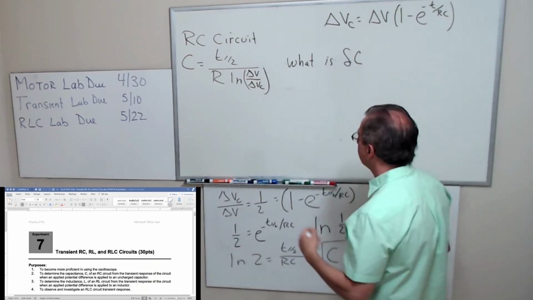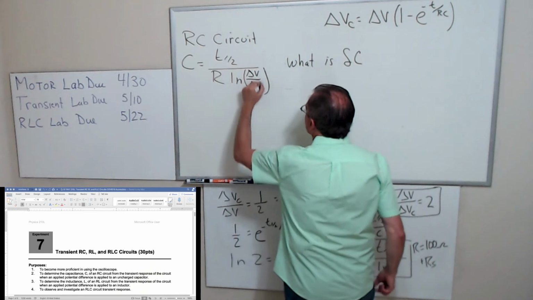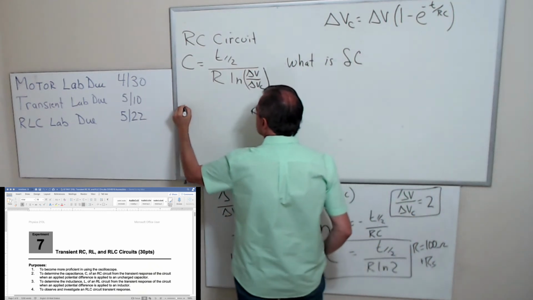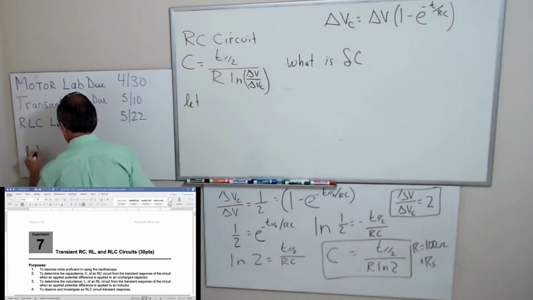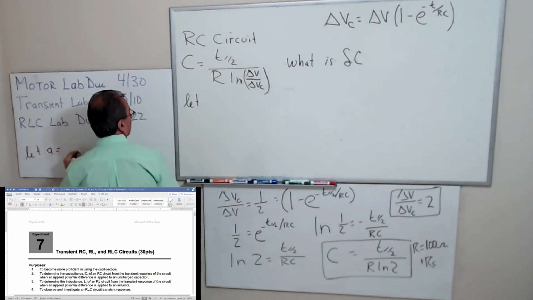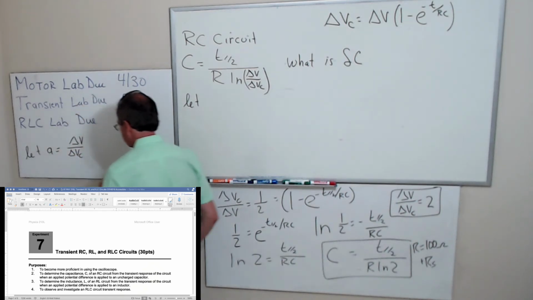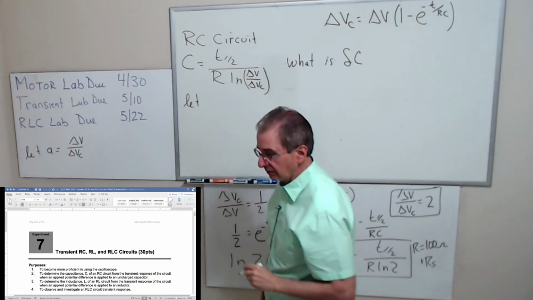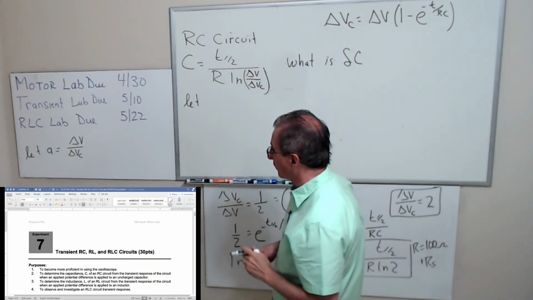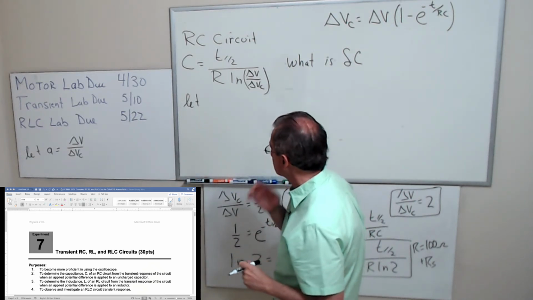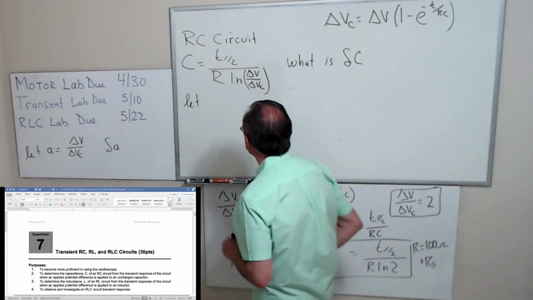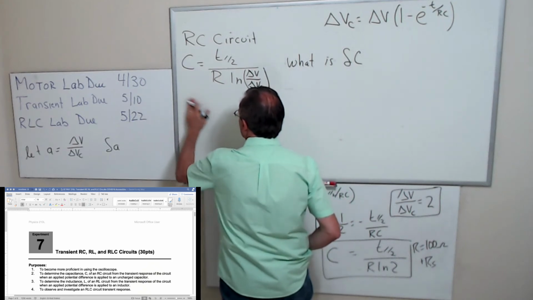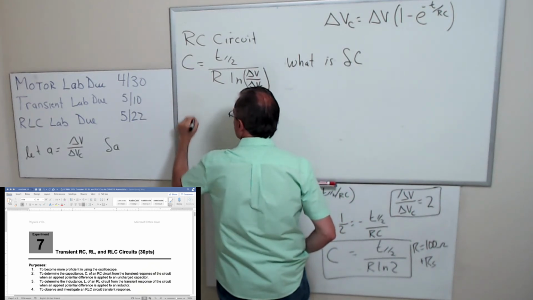Let's do this first of all. Before I do the calculation, I want to look at this ratio. Let me write it here. Let A equal delta V over delta V sub C. Okay? So let's let A equal delta V over delta V sub C, and let's say I want to find delta A.